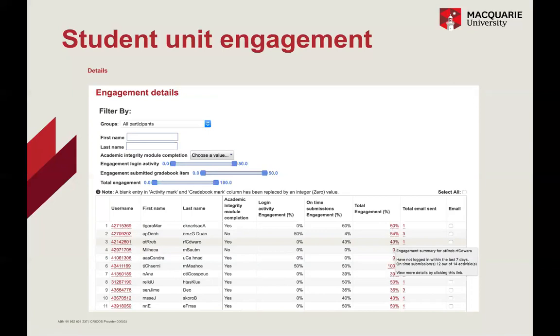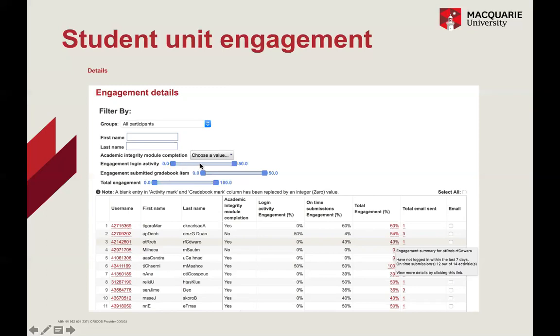student's engagement. For example, as you can see, this one is showing have not logged in within last 7 days, on time submission 12 out of 14 activities. So if you put your cursor over all of these, it's a quick way to judge how much your students are engaged. At the same time, you can also use these filters to narrow it down to what you want to see. For example, you can say, okay, I want to see all the students who haven't logged in for the last seven days or something like that.